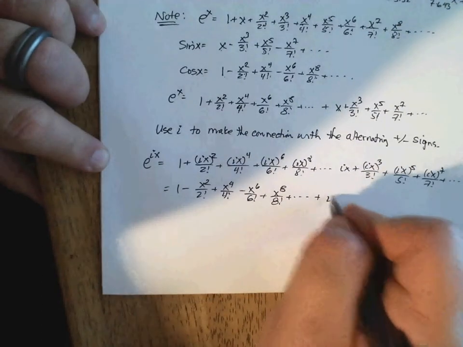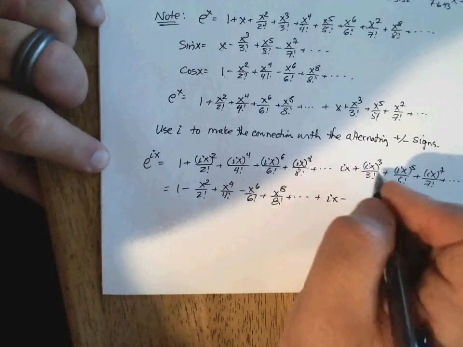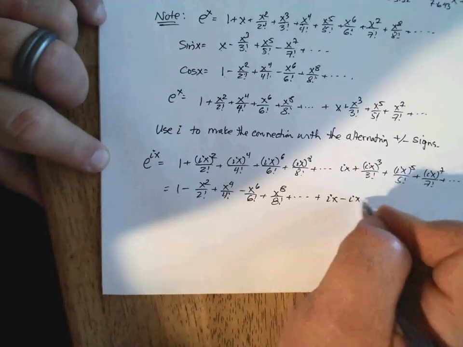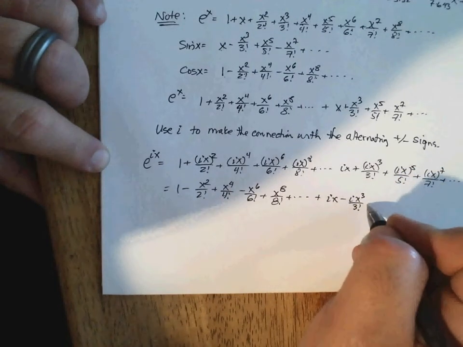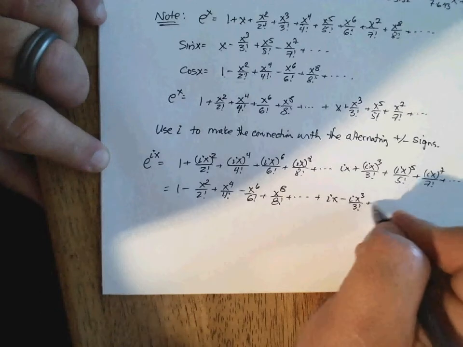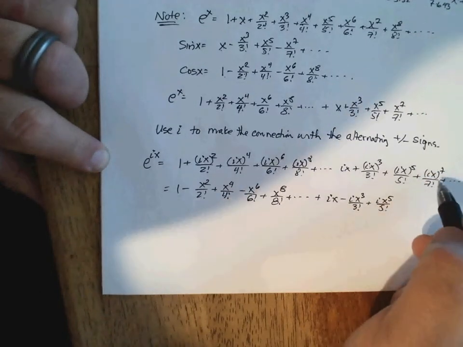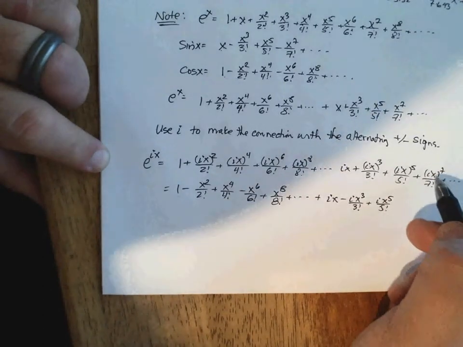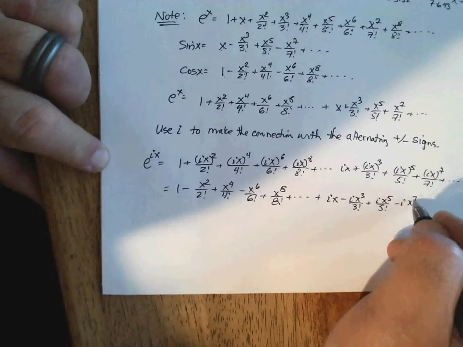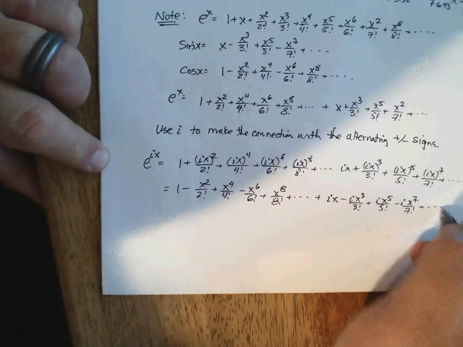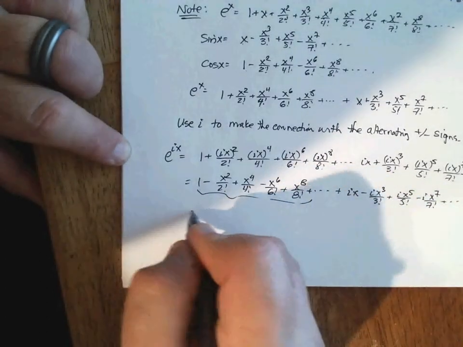Same thing over here is our trick, ix. Here, i cubed is i squared times i. Well, i squared is a negative 1. i to the fifth is i to the fourth times i. So that's an i times a 1. i to the seventh is i to the fourth, which is 1, times an i squared, which is a negative 1, times an i. And look at what you got here.